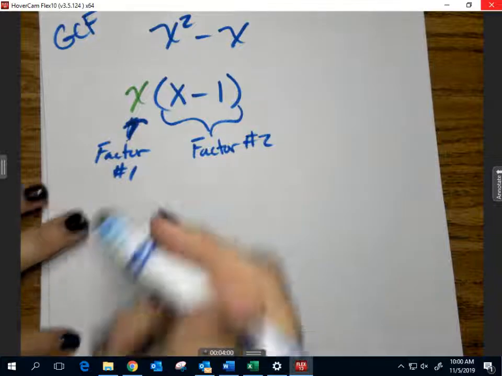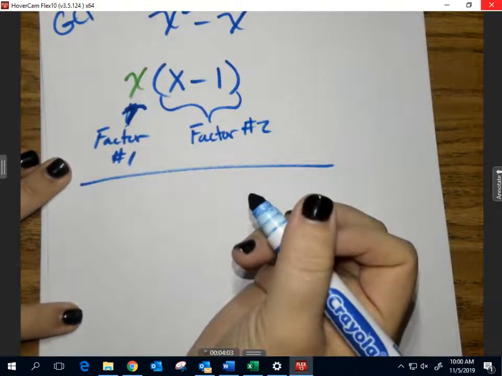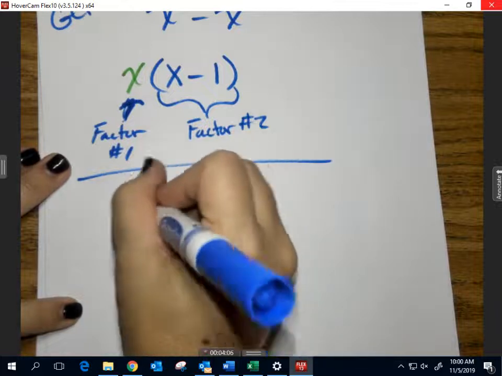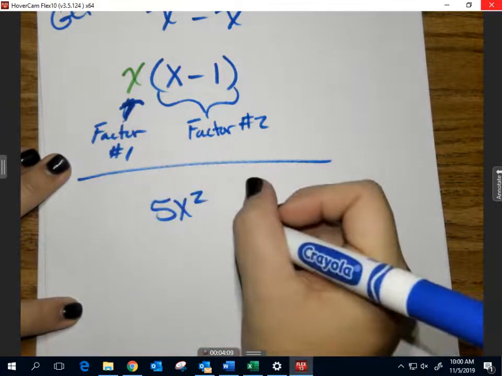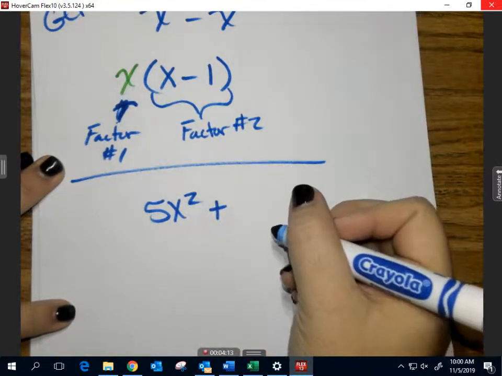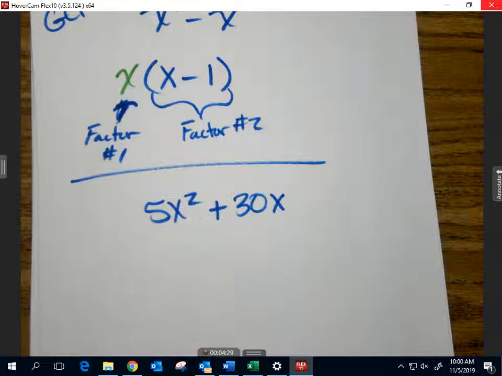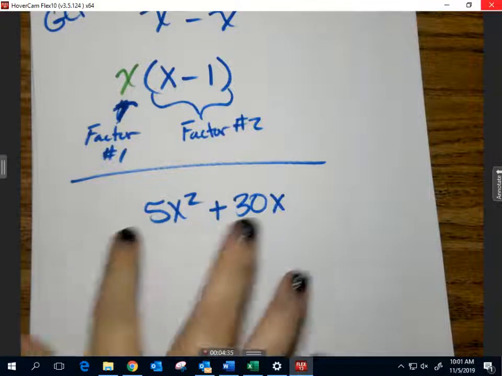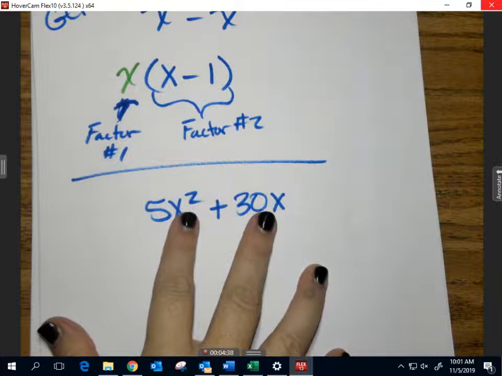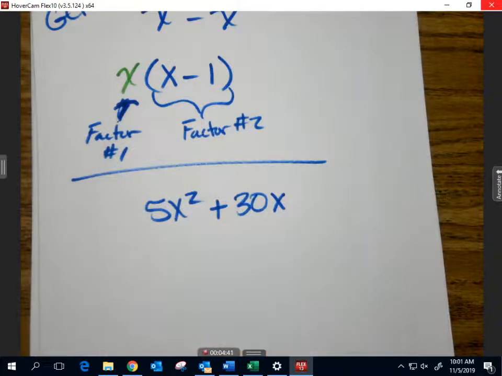Alright, another way to do this is if we have numbers in front. So if we have something like 5x squared plus 30x, what's the greatest common factor? And let me tell you real fast, how do I know that I'm looking for a greatest common factor? When you are down to 2 terms in a quadratic and they both have an x, most likely you can factor out a GCF.